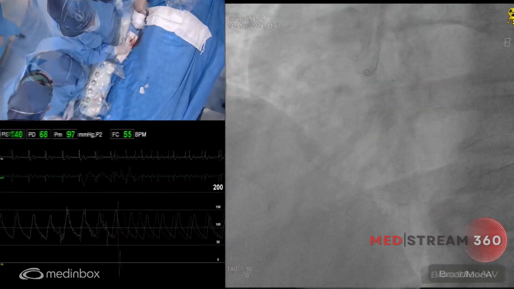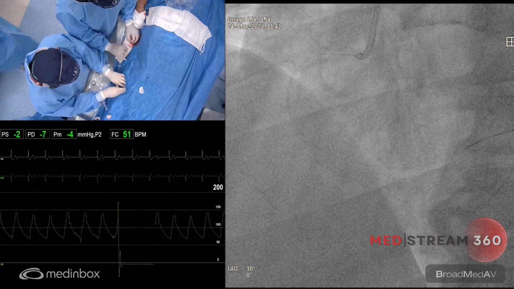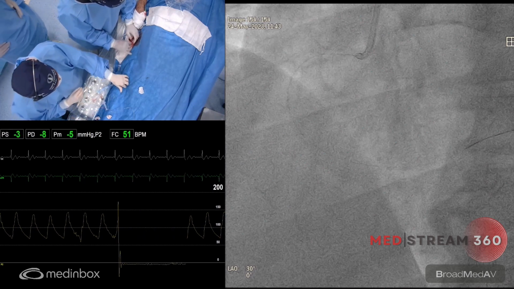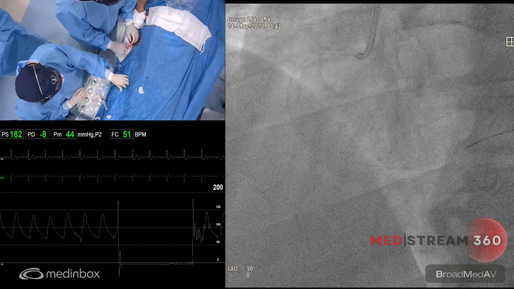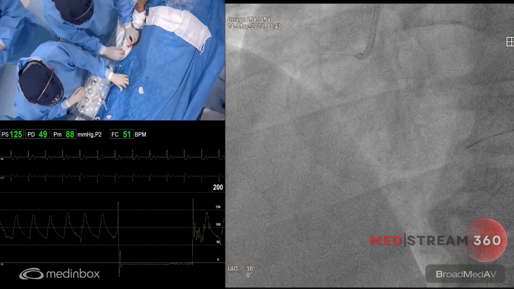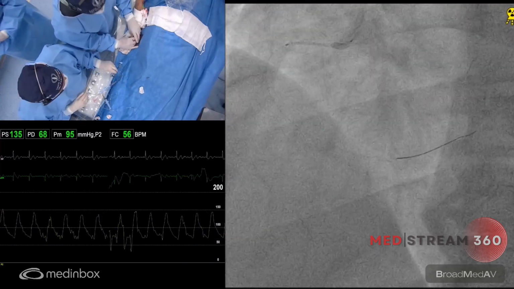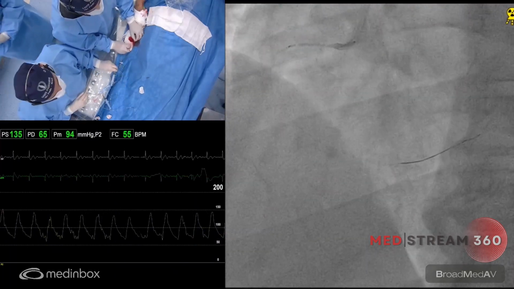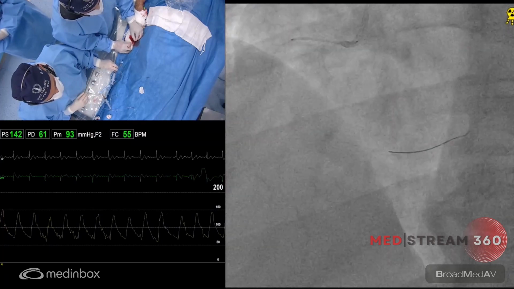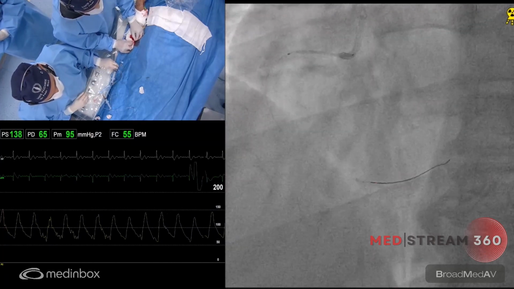Let's see. They are bringing a 4.0 by 26 Orsiro stent. It's very thin, a good stent with very thin struts. It's a good option. Okay, you're doing a clockwise rotation to get better guide support.